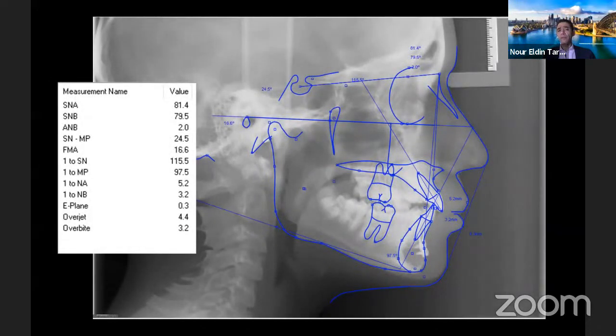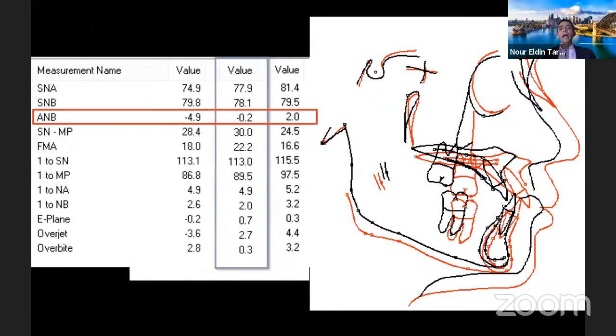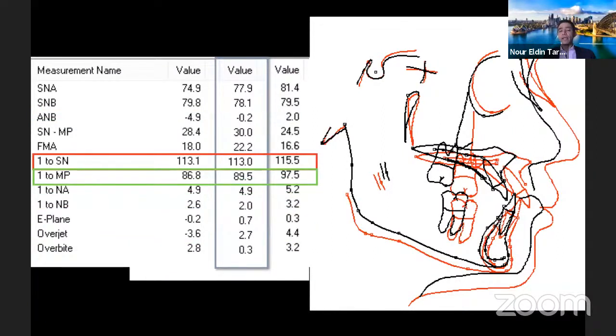Now we've got a positive A&B of 2 degrees. He's now a skeletal class 1. And if you looked at how much the maxilla protracted from the lateral cephalometric superimposition, it was almost 11 millimeters of maxillary protraction with no dental side effects. And again, this is what we see in some of those severe cases.